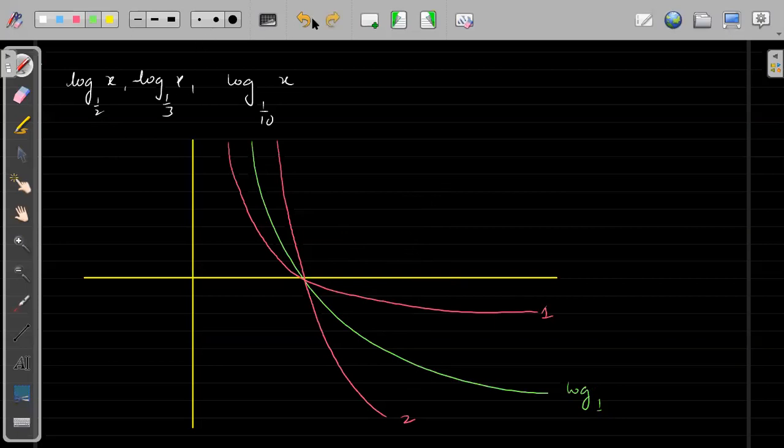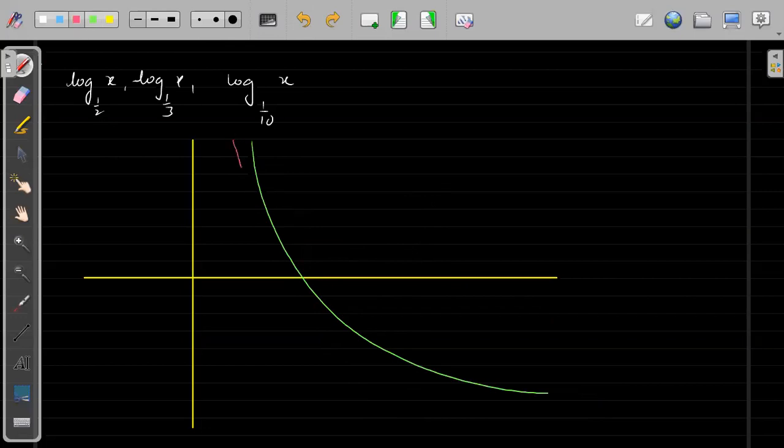So that means my log base 1 by 3 will be something like this, will be under. Yes, fine. So this is your log base 1 by 2. This is your log base 1 by 3, correct? Now tell me, where will log base 1 by 10 be lying? Here, 1, 2 or 3? Very good. So it will lie at 1. Very good.